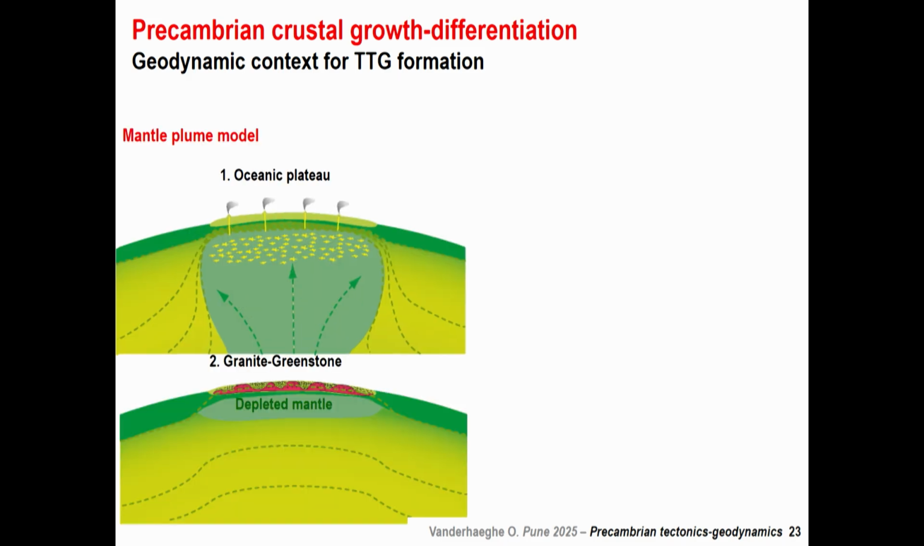And that somehow will explain, for the Archean and Proterozoic, the close association between mafic rocks forming greenstone belts and felsic rocks forming domes in between greenstone belts.